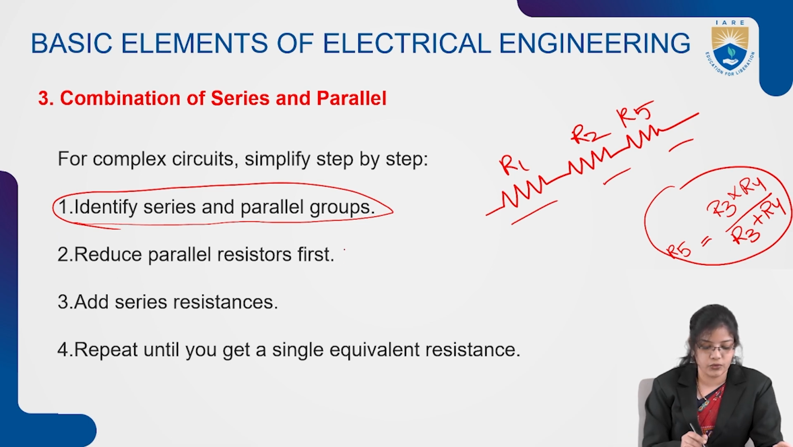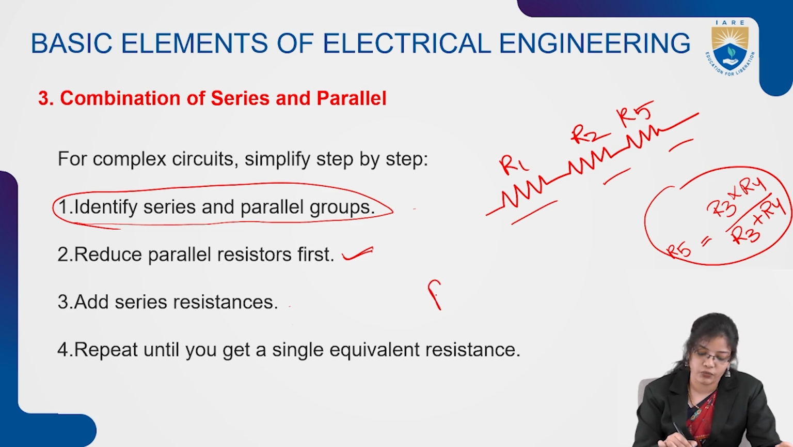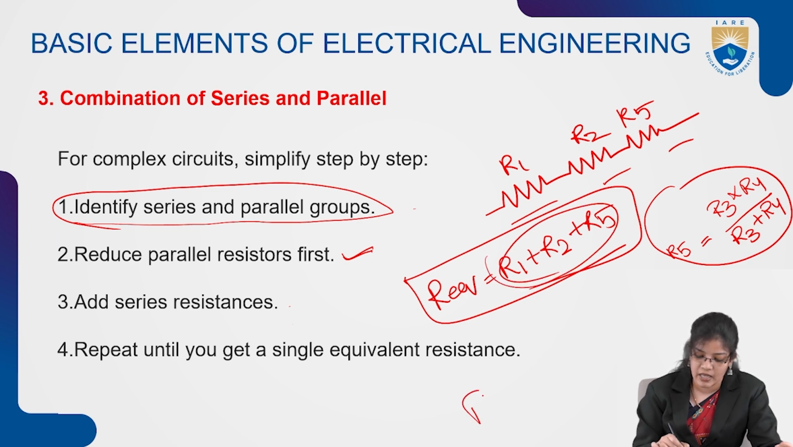So first what we have to do is identify the series and parallel groups, reduce the parallel resistors first, and add the series resistances. We have completed step 2. We now have to add the series resistances R1, R2 and R5. To find the R equivalent, we need to sum these three resistances, so R equivalent equals R1 plus R2 plus R5. From this we'll get the equivalent circuit. Repeat until you get a single equivalent resistance. By adding these three resistances, I'll get the R equivalent, which will be R6.